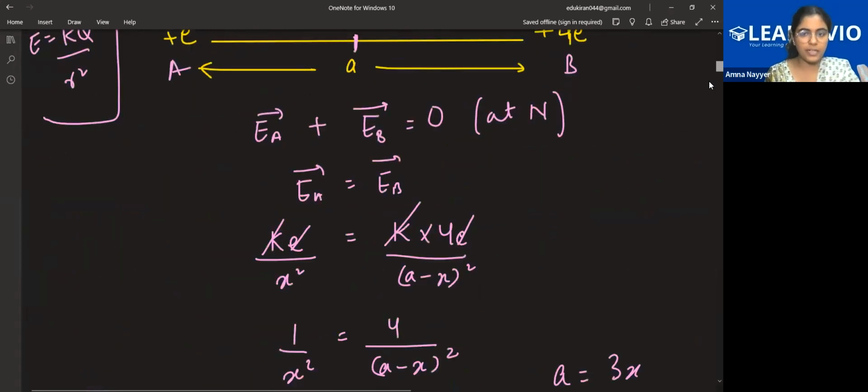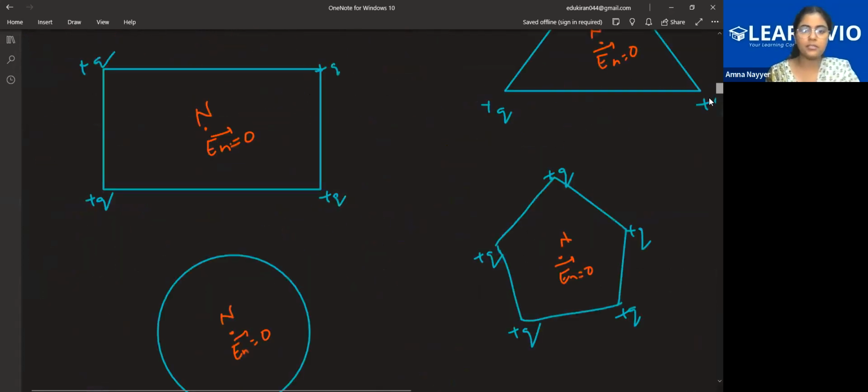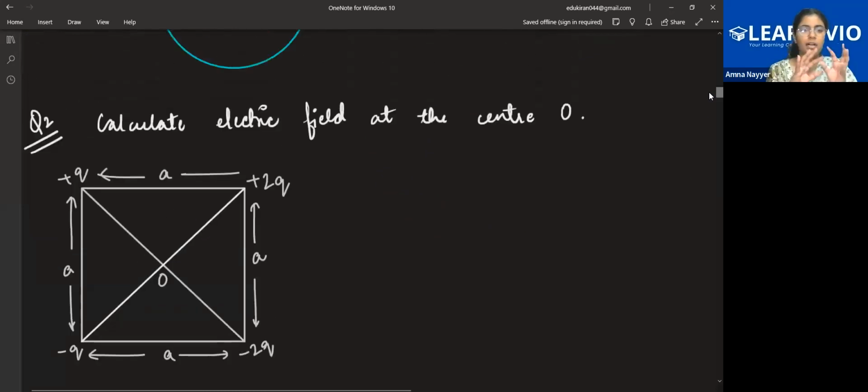So one question, write it down. This question, just write it down. Write all the forces. Then I'll tell you. Just write all the forces.